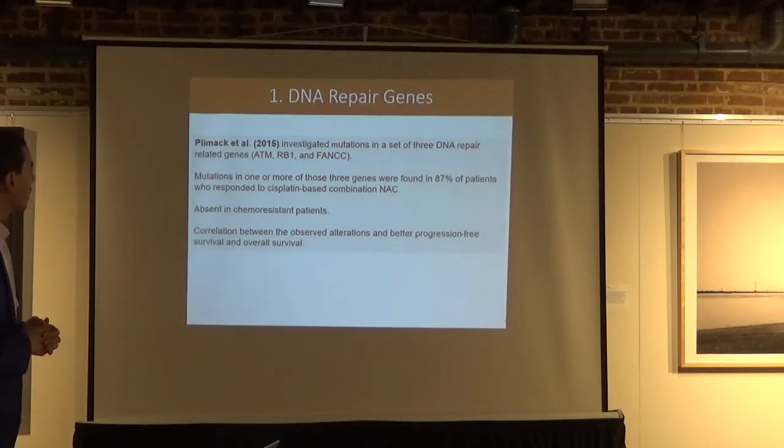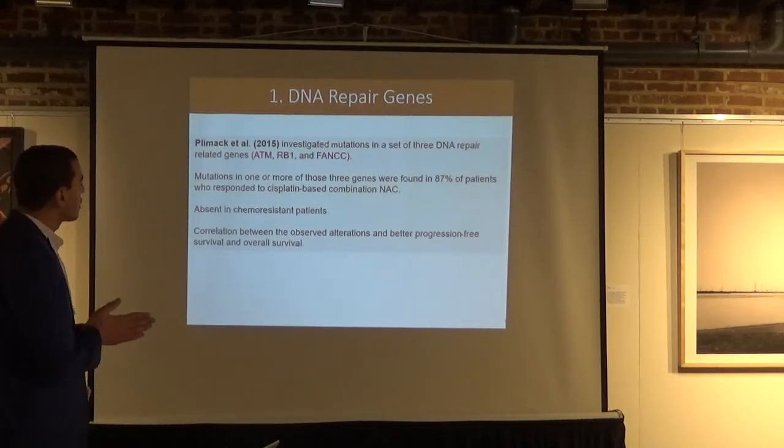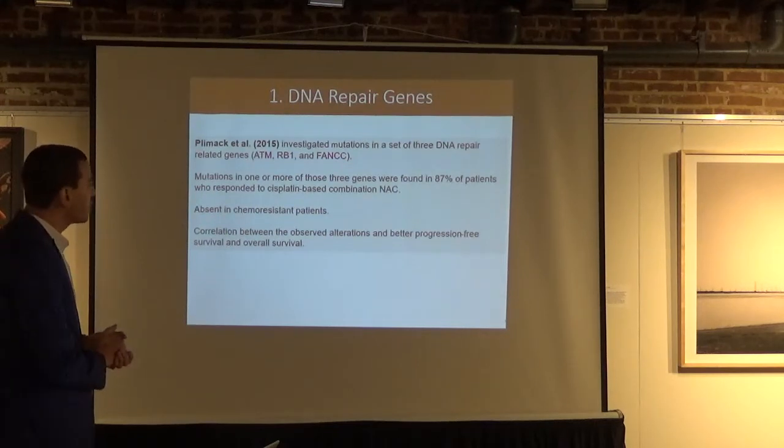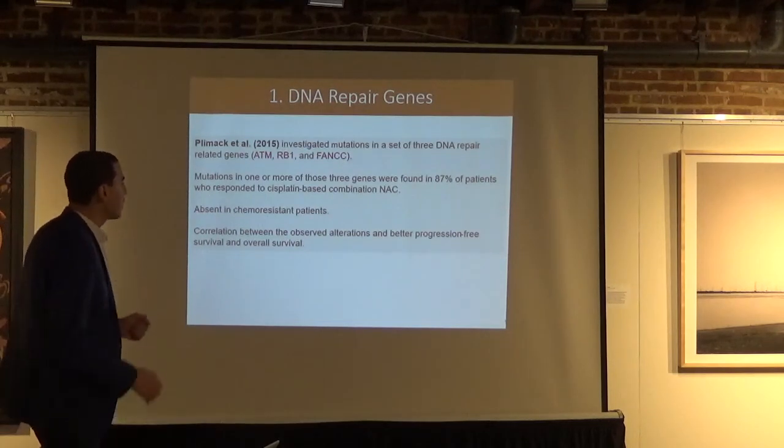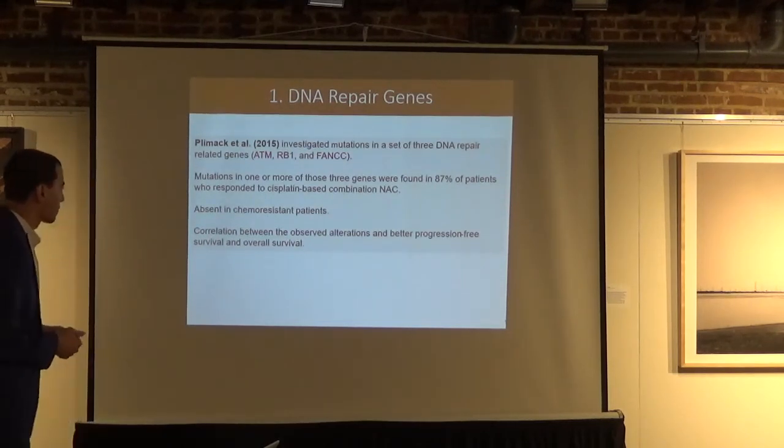Another study investigated the mutations in 3 genes, and it has been shown that mutations in these 3 genes were found in about 87% of the patients who respond to cisplatin-based combination chemotherapy, and they were absent in the chemo-resistant patients.